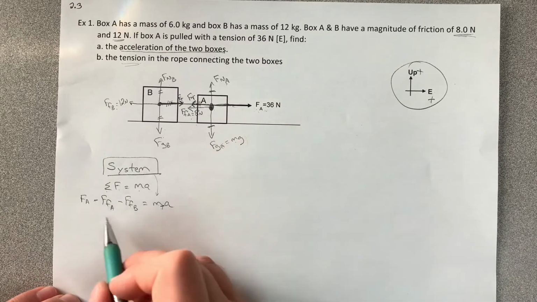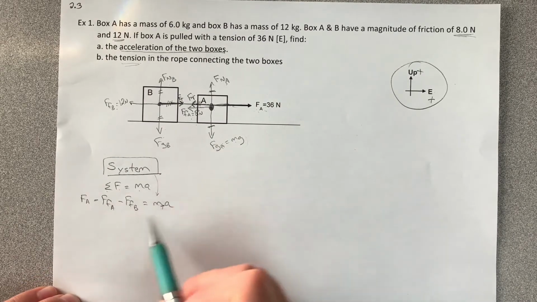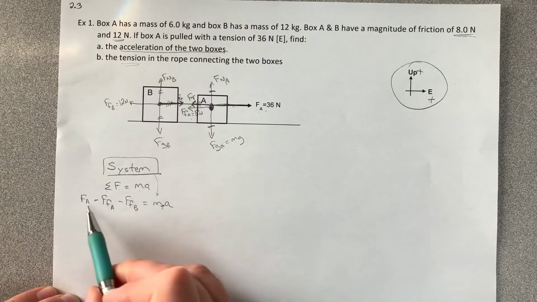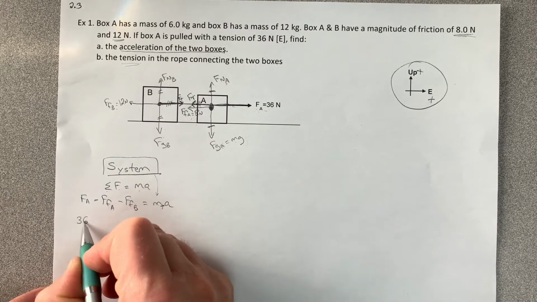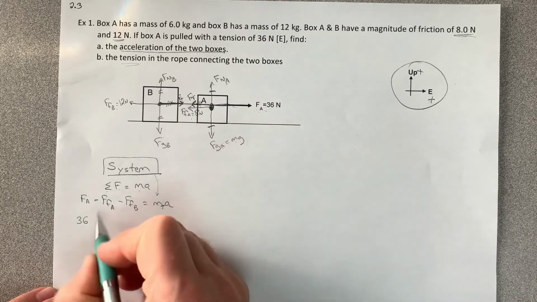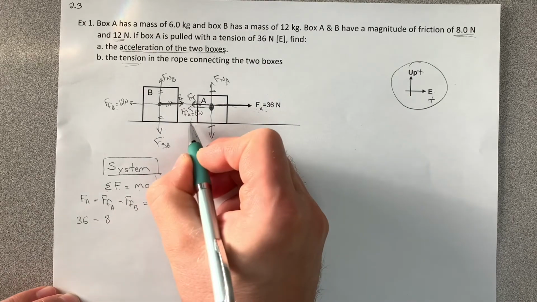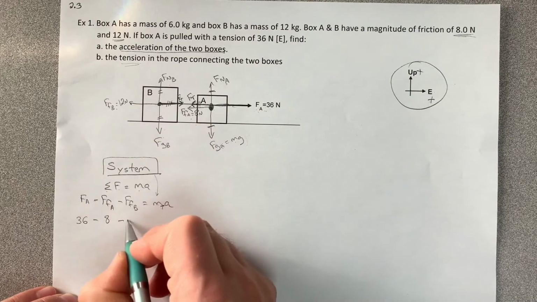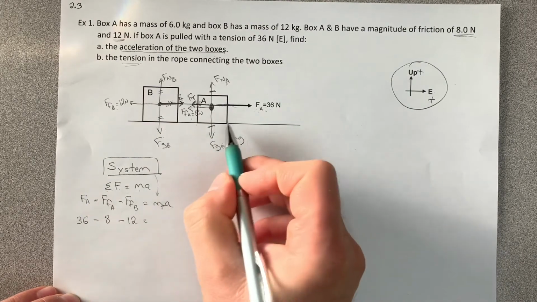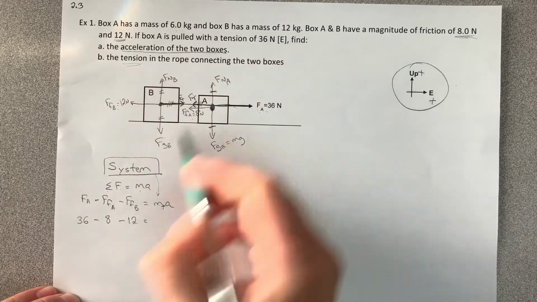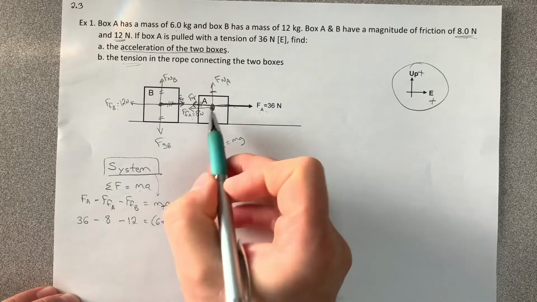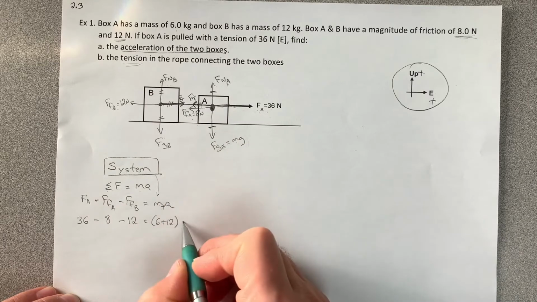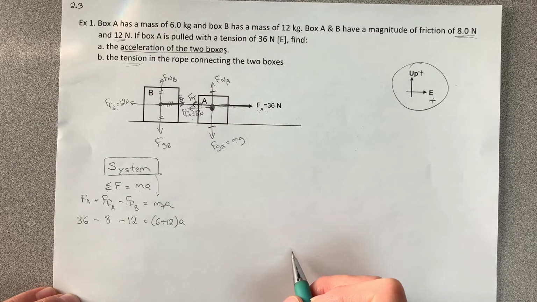Okay, now this is pretty easy. Once you've got to this, it's almost like this is the physics. We've done the hard part of the question. If you can get this line, then for the most part, the rest of this is just subbing in numbers and solving. So if this is 36, this friction here is 8, this friction here is 12. The total mass is 6 plus 12. You can just say 18. But just as a reminder, it's this mass plus this mass times acceleration.